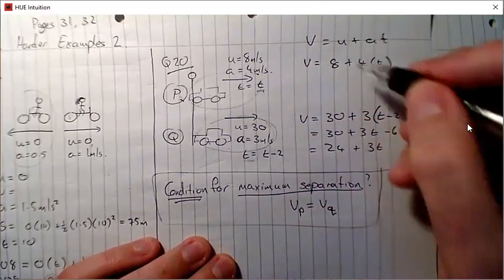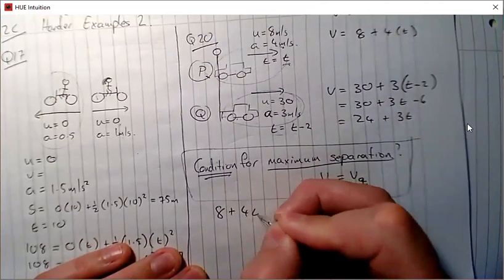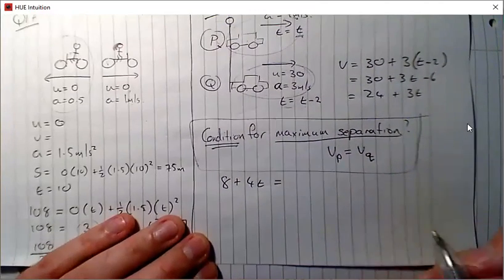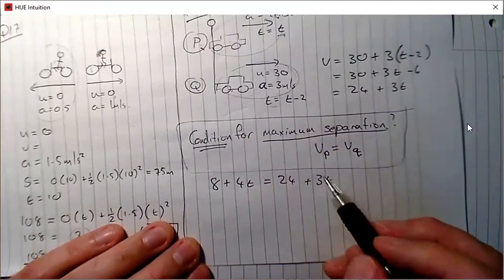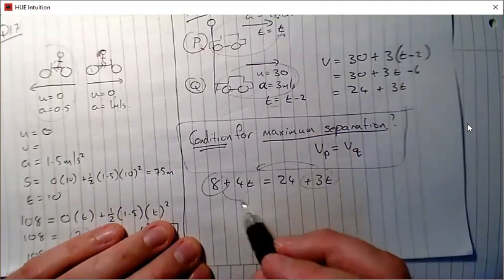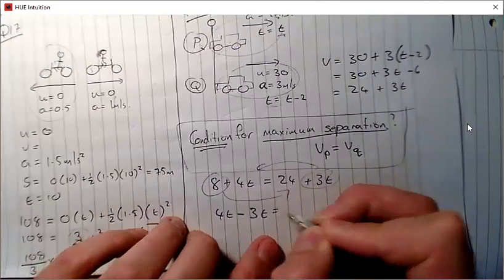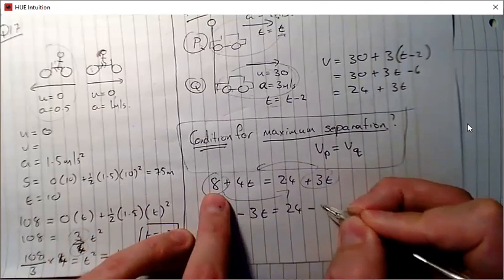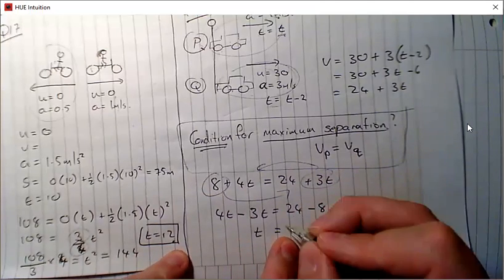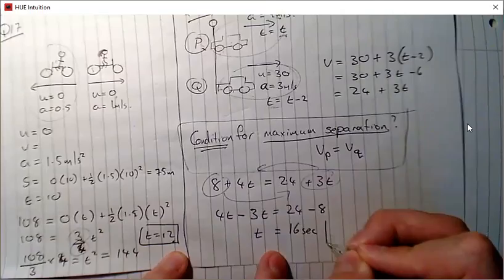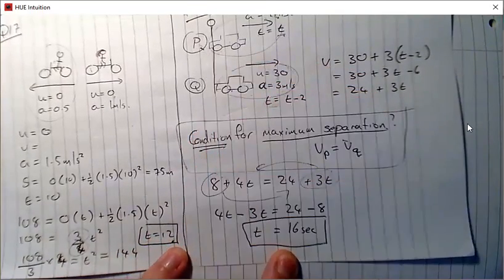So when these two velocities are equal, you get 8 plus 4T equals 24 plus 3T. Okay, let's move this to the left, move this to the right. You get 4T minus 3T equals 24 minus 8. That gives us T equals 16 seconds. So after 16 seconds, they have the same velocity, which means P is going to start catching Q again.